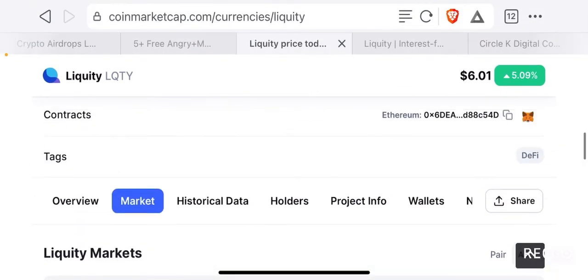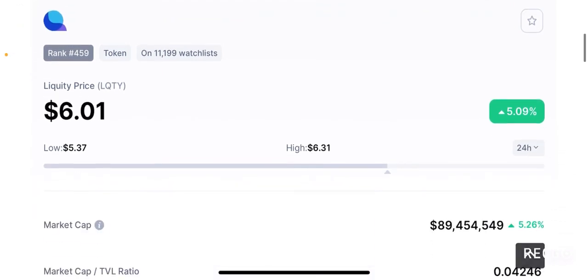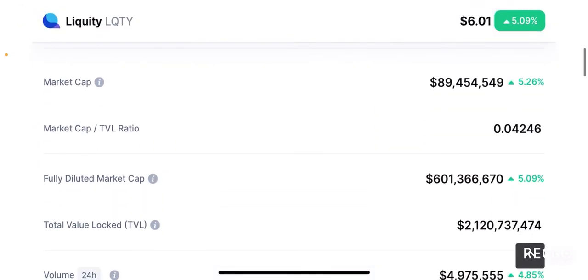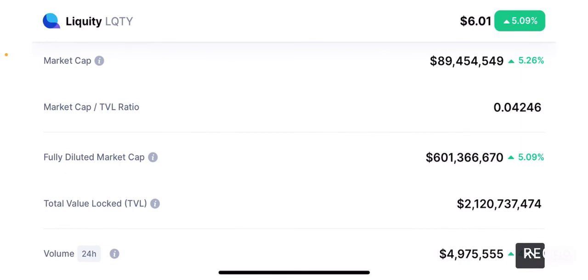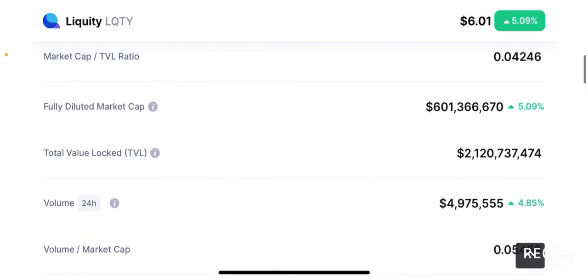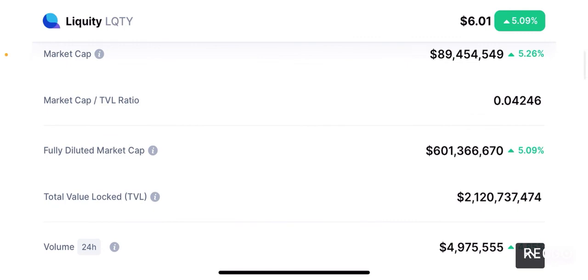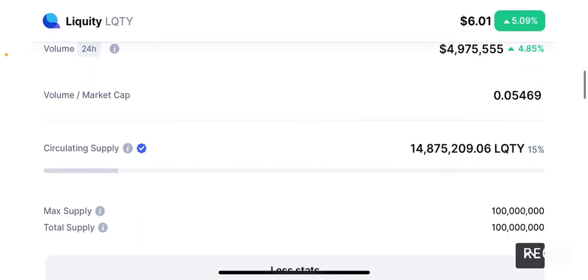When it comes to my final verdict, guys, I think this token has everything it takes. It has strong fundamentals. It has a very low market cap. Again, the market cap is shrinking. As we speak, the market cap went from 90 million to 89.4 million. The total value locked is extremely high compared to its market cap, which means this token is definitely undervalued. The tokenomics is very strong. It has a fixed supply of 100 million tokens with scarcity built into it, and the circulating supply is 15%.